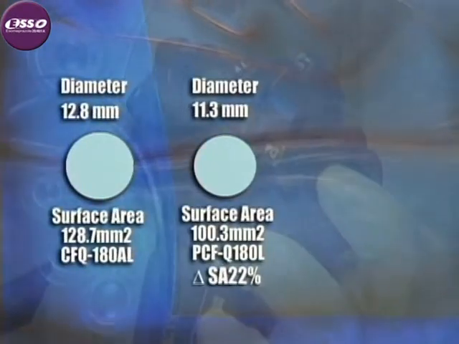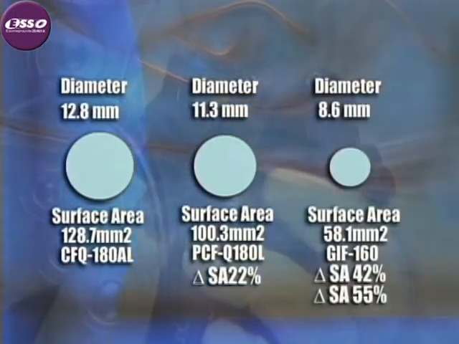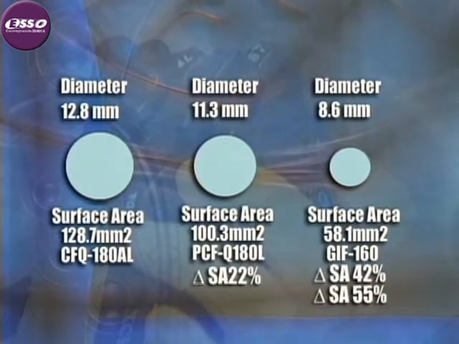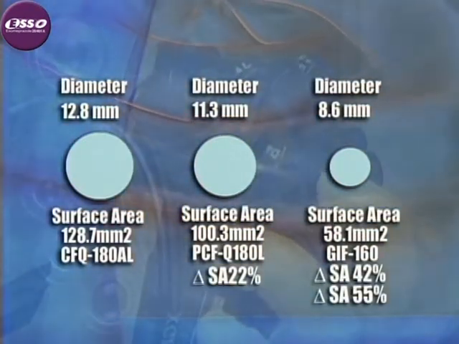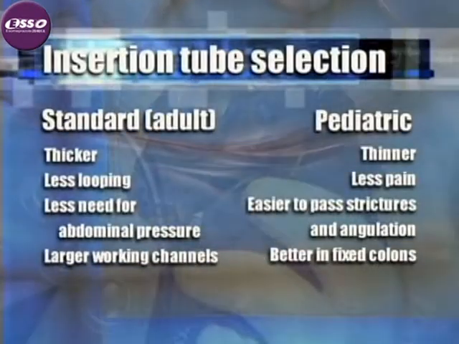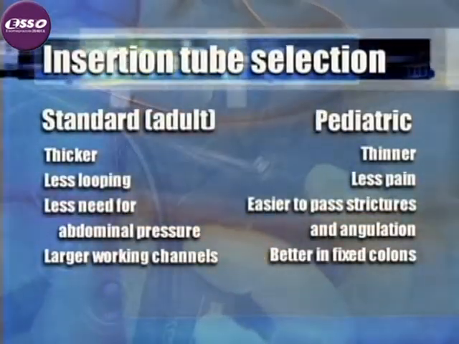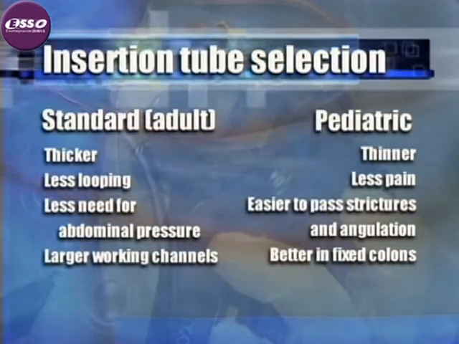Moving from a pediatric colonoscope to an upper endoscope is associated with another 2.7 millimeter reduction in diameter and a 42% reduction in surface area. Finally, a thinner insertion tube can be successful when a larger insertion tube has been unsuccessful because of fixation.